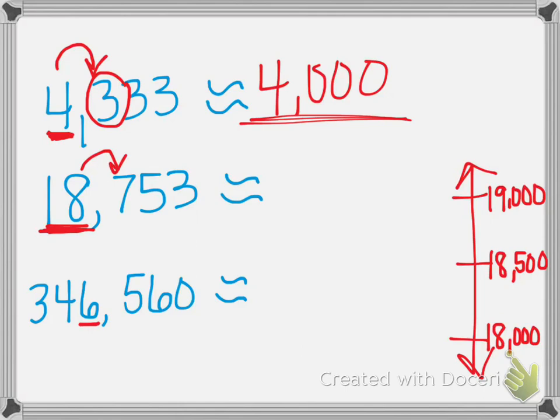Would 753 fall above our midpoint or below? Visualizing that number line, 753 is going to fall above our midpoint. It's going to be 18,753. So that little rhyme, 5 or above, give it a shove. We have a 7, so that 7 is going to give our 18,000 a shove up to 19,000.